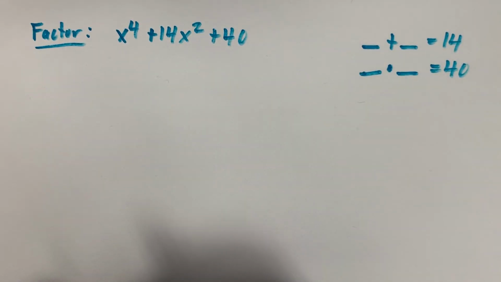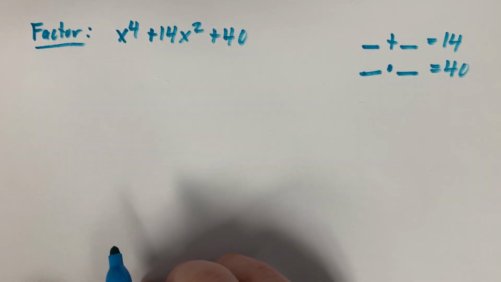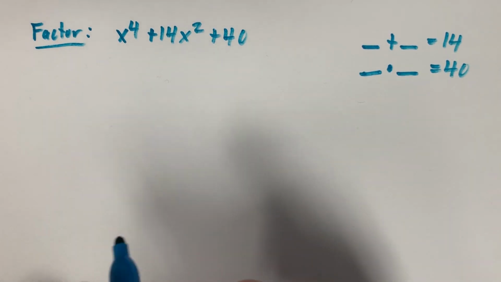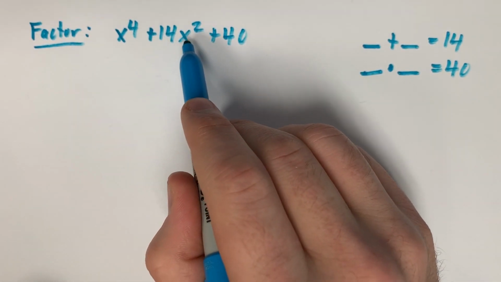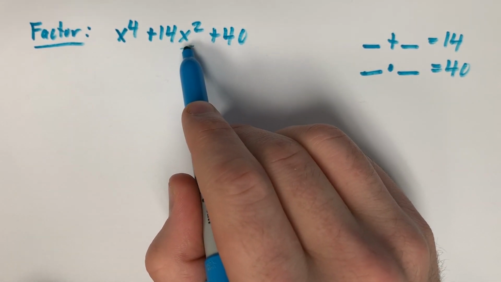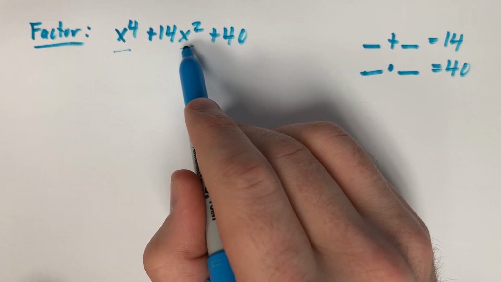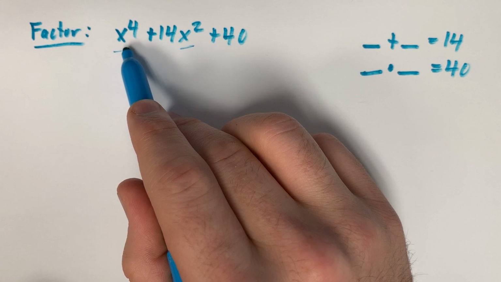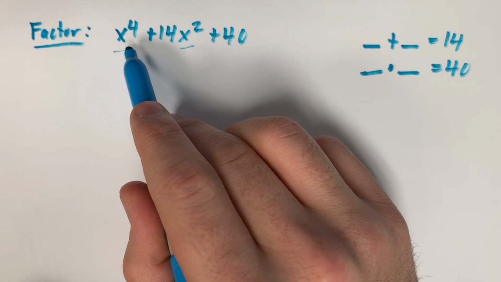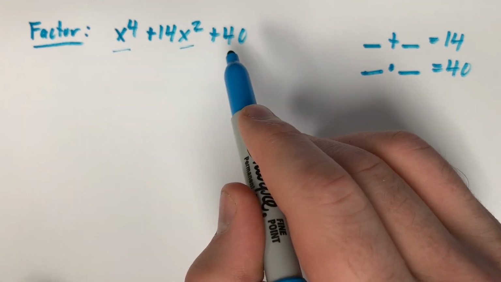All right, now on to example 3 from difficulty 2. This is going to work exactly the same way as the first two examples, and we're going to use the substitution method. Remember, this only works if whatever power you have here is doubled here. So here we have an x squared. The power doubled is x to the fourth.